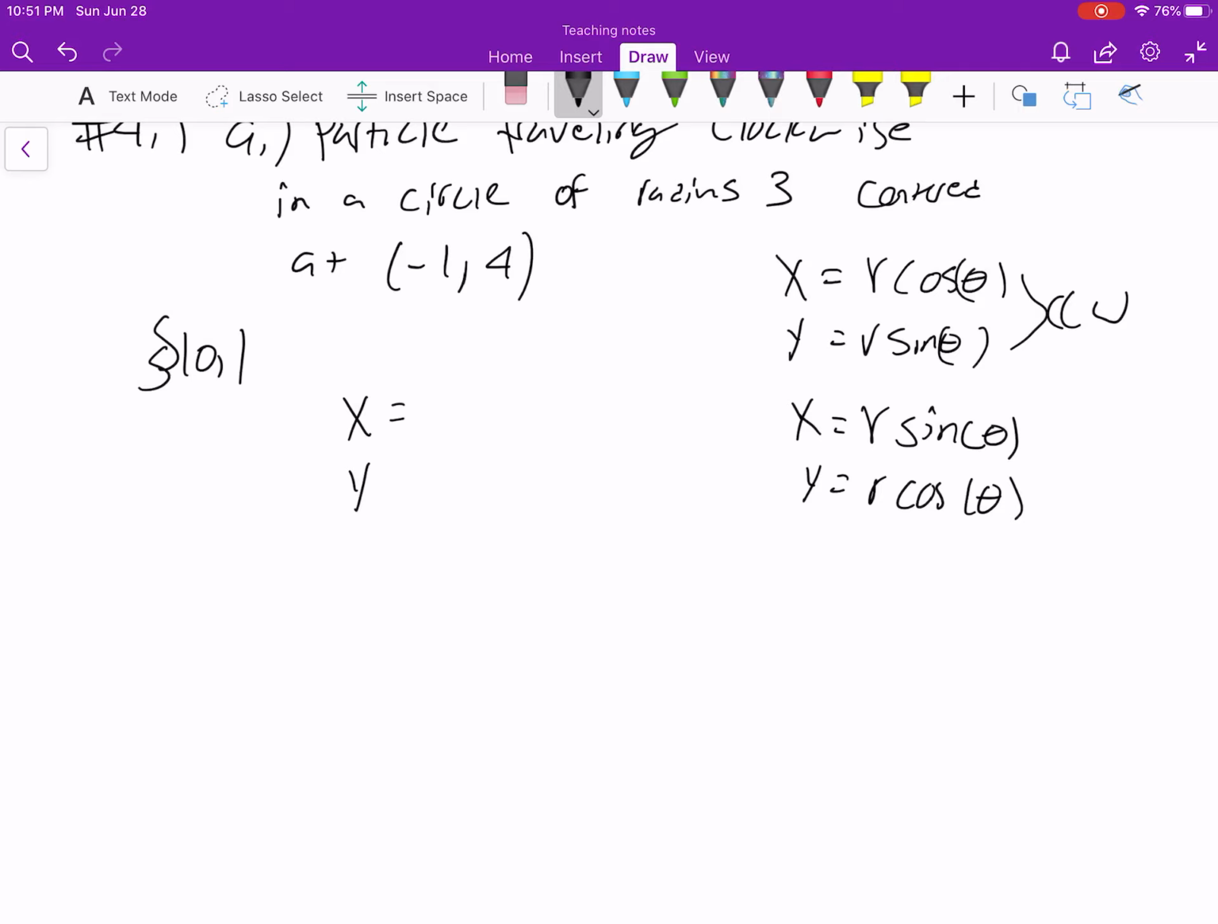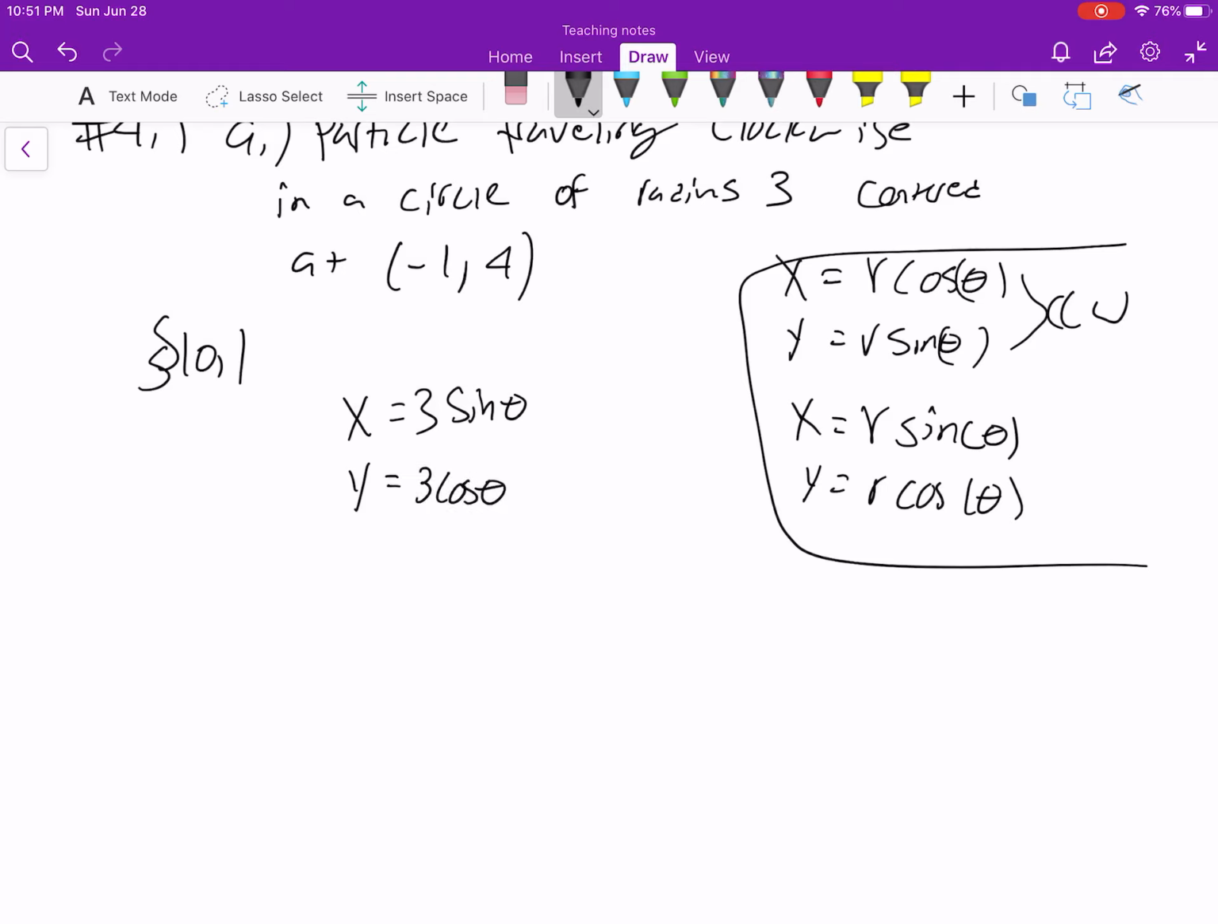So this will make it clockwise. So what we can do then is, for a circle of radius 3, we're going to have 3 sine theta, and then 3 cosine theta. And then for the center, this is x, this is y, you just add those on. And that'll be our parameterization.